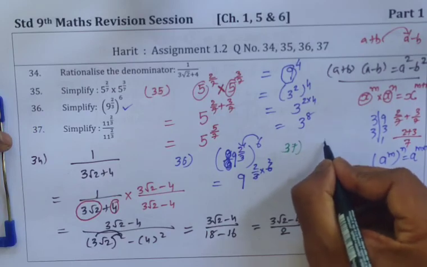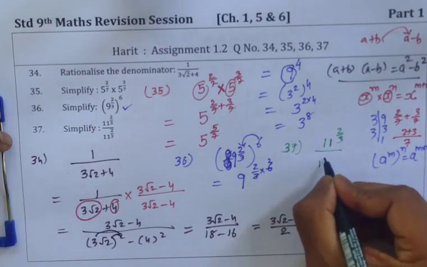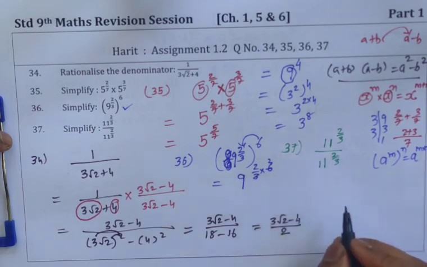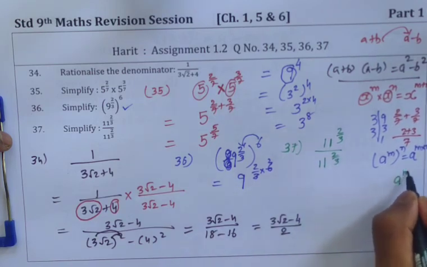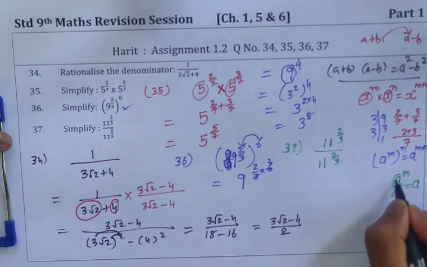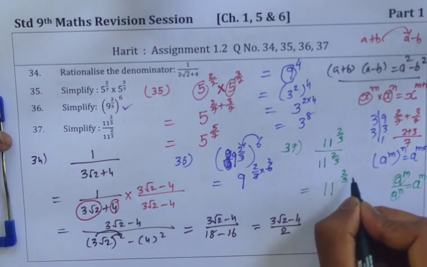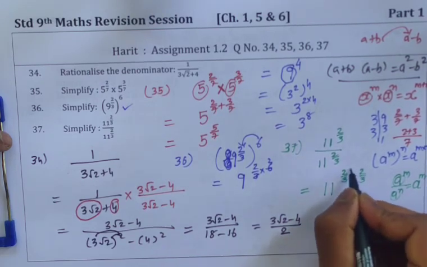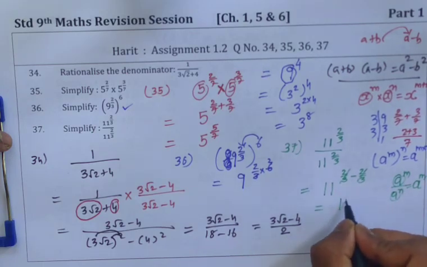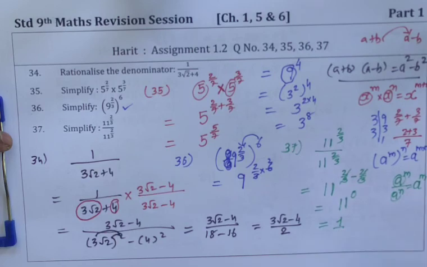Alright. 11 raised to 2/3 upon 11 raised to 2/3. Arre, this is division of power. A raised to m upon a raised to n. According to the law, bases are same, then only you can apply m minus n. So that is 11 raised to 2/3 minus 2/3. अरे ये तो opposite ही है. So 11 raised to 0. 11 raised to 0. And anything raised to 0 is 1. So that is its simplified form.